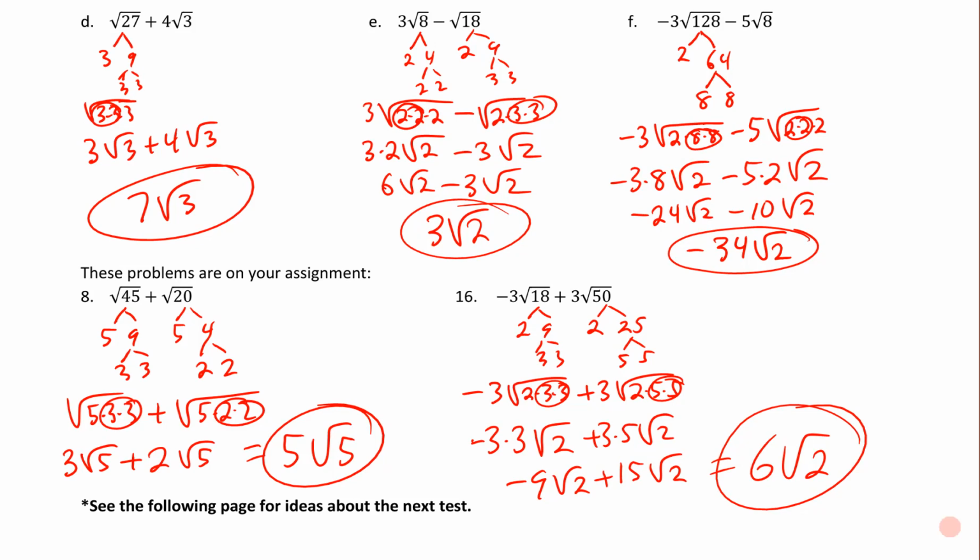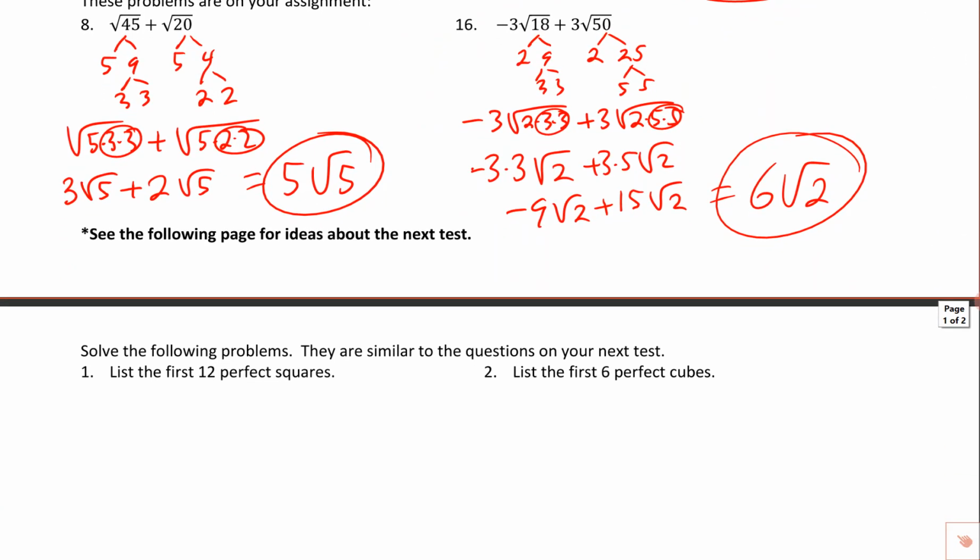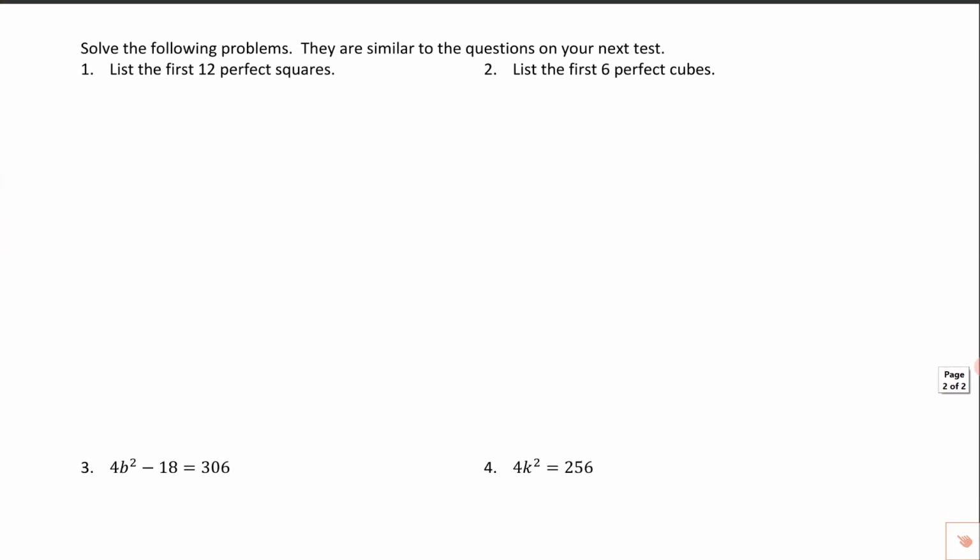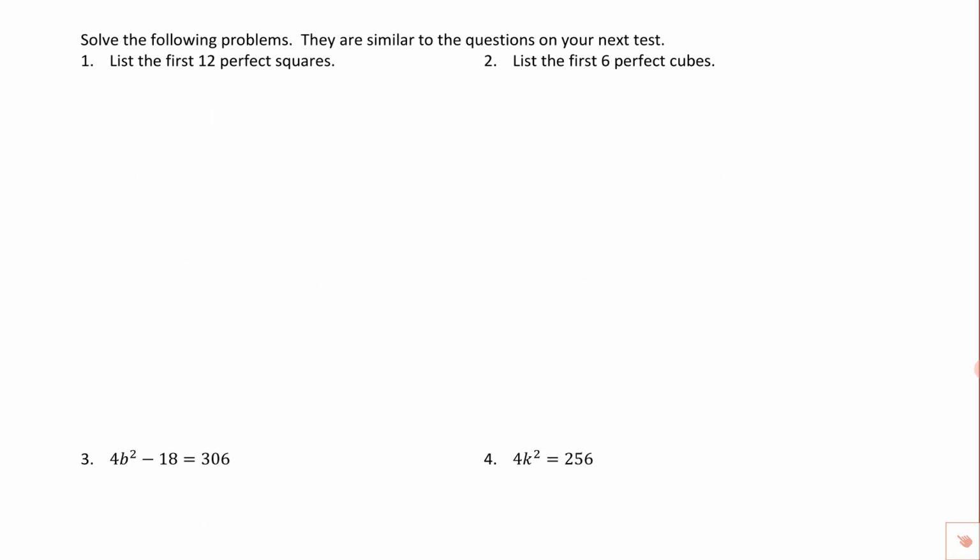I do want to take a quick second to talk about some important ideas for the next test that is coming up. We're nearing the end of the chapter, so I want to make sure we're clear on this. So these are some problems that are very similar, not exactly like, but very similar to some problems on your next test. So the first one says list the first 12 perfect squares. Now you don't have to write the problem, you can just write the answer.